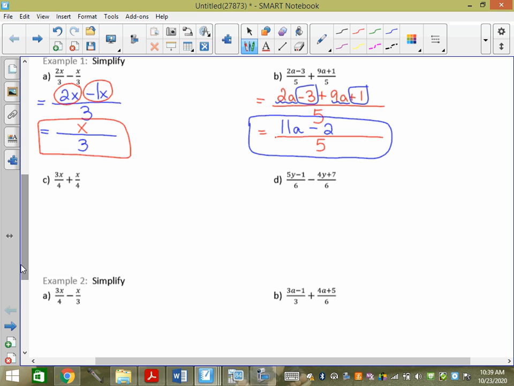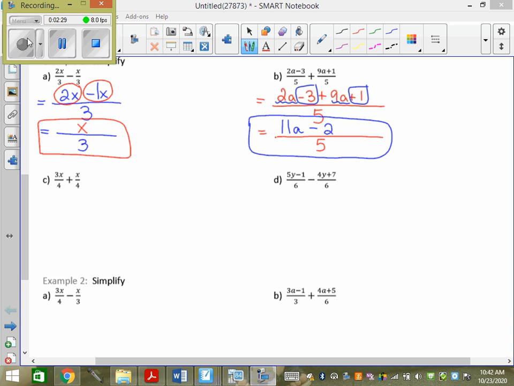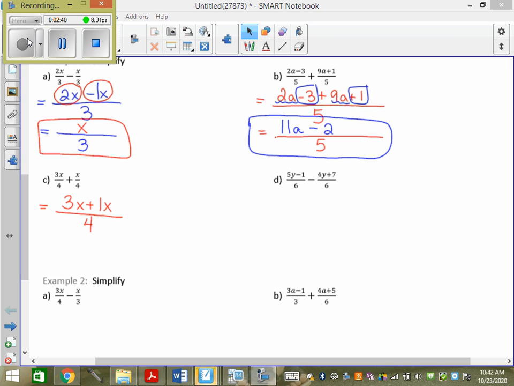You try C and D. So for this one, you have a common denominator of 4, so you write it all over 4. Then we get 3x plus 1x, which is like saying 3 apples plus 1 apple, which is 4 apples. So we don't square it or anything. That's when you multiply. So we're going to get 4x over 4.